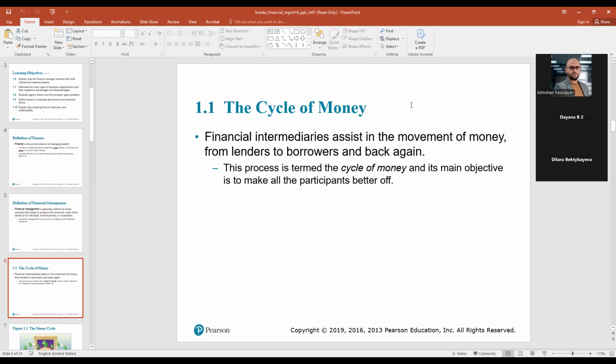Financial intermediaries, okay. What is money? How can you define money? You have taken economic courses. Let me test your economic knowledge. Exchange. Okay, exchange, it allows you to exchange. What else? It's an asset. Okay.